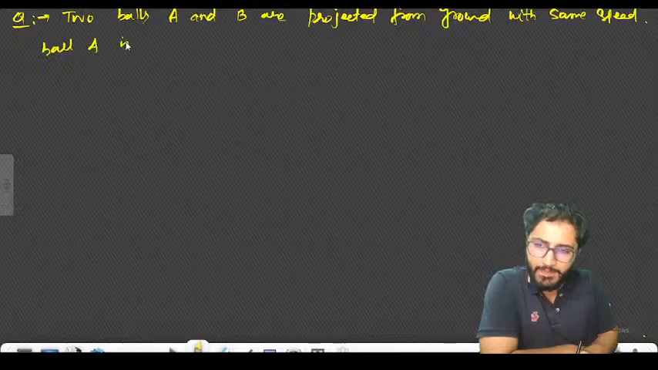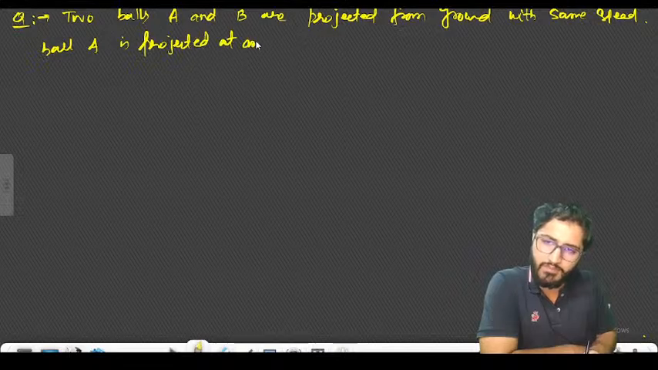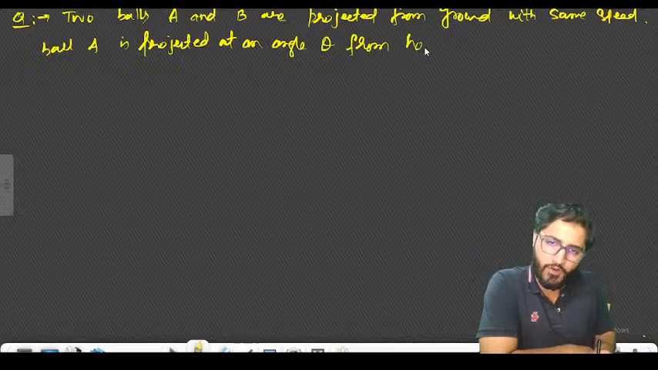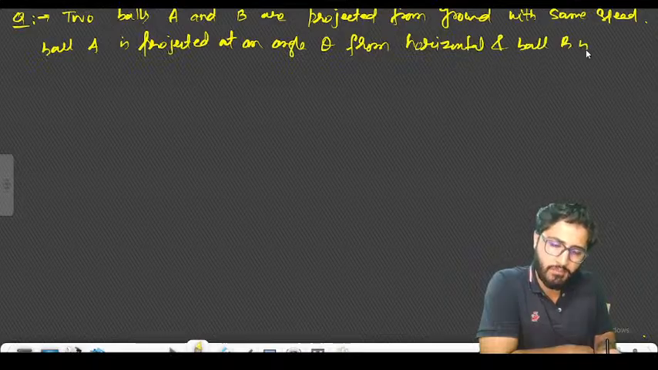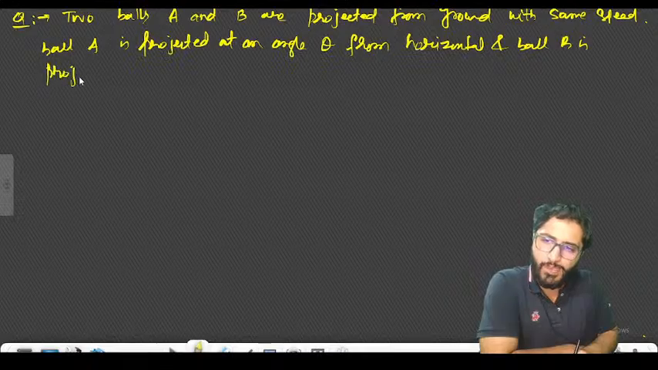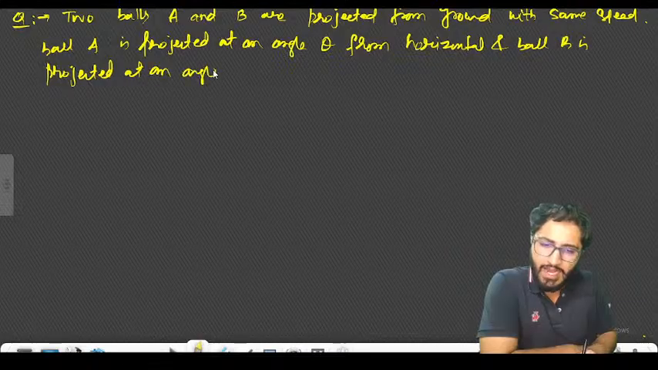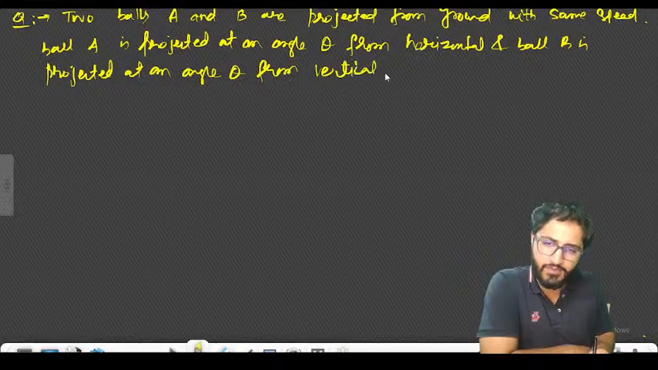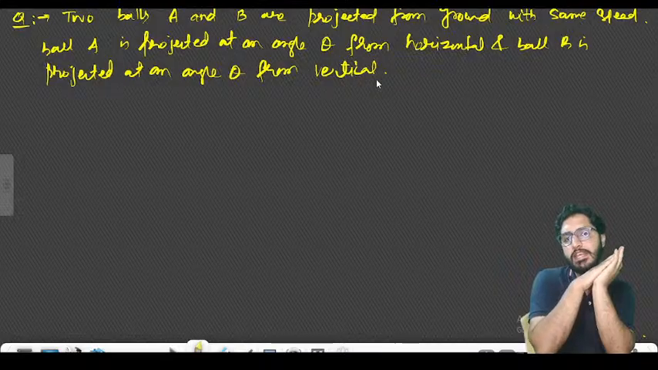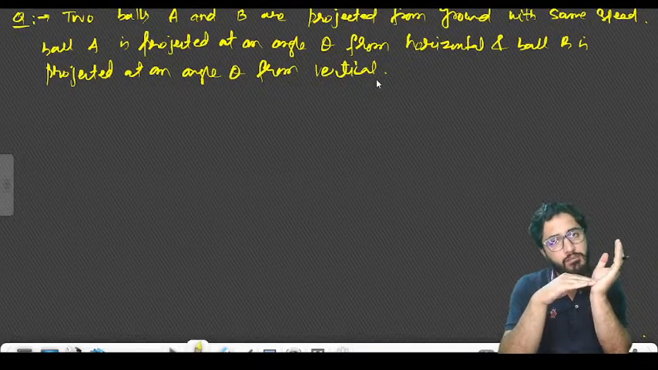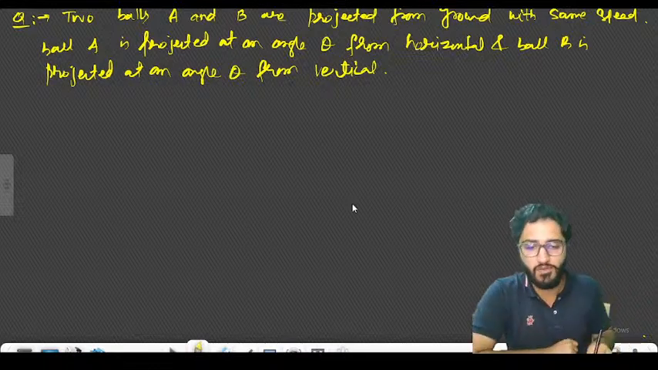Ball A is projected at an angle theta from horizontal, and ball B is projected at an angle theta from vertical. Look, the speed is the same, the angle is the same. One is from vertical, one from horizontal. That means my range will be the same.